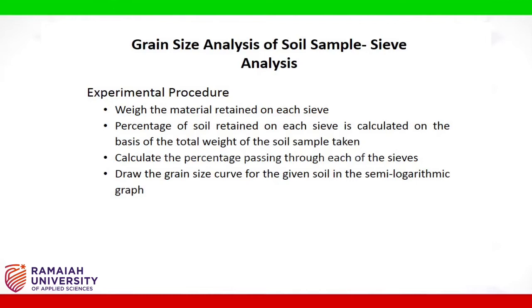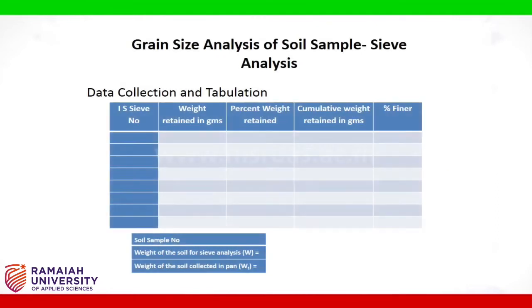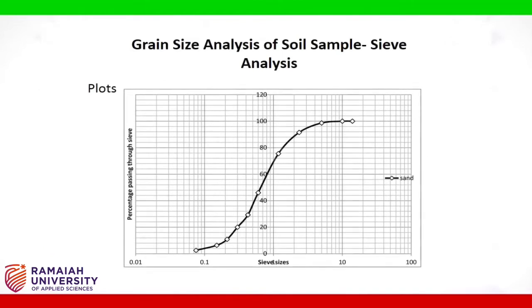Percentage of soil retained on each sieve is calculated on the basis of the total weight of the soil sample taken. Calculate the percentage passing through each of the sieves. Draw the grain size curve for the given soil in the semi-logarithmic graph. The data collection and tabulation is as shown in the table. Weight of the soil for sieve analysis W and weight of the soil collected in pan WF are calculated. The plot of percentage passing through sieve versus sieve sizes obtained is as shown in the figure.